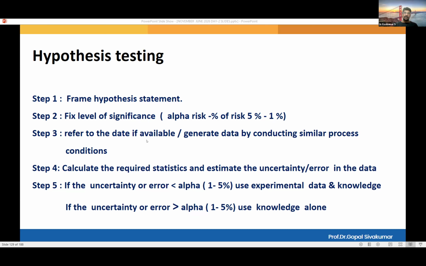Okay, then you go to the data which is available for you. If it is sufficient, adequate, enough, that is good. If it is insufficient, inadequate, not enough to make the decision, you go and create a similar condition and collect or generate data. After that, using the data, you calculate the hypothesis test statistics and estimate that uncertainty error, that is alpha. Okay, now you have the alpha in your hands.